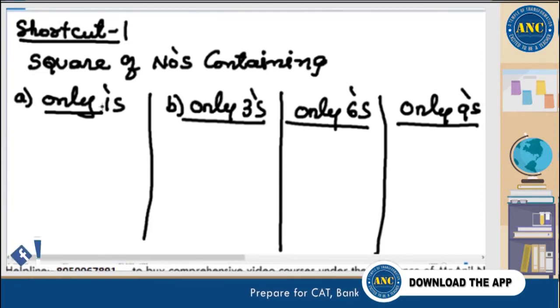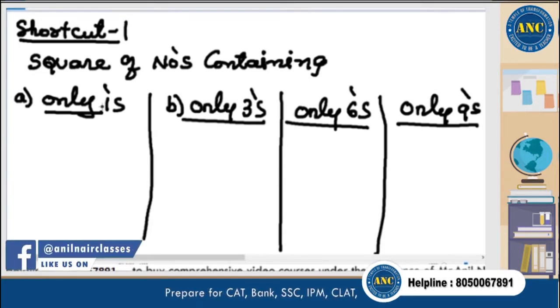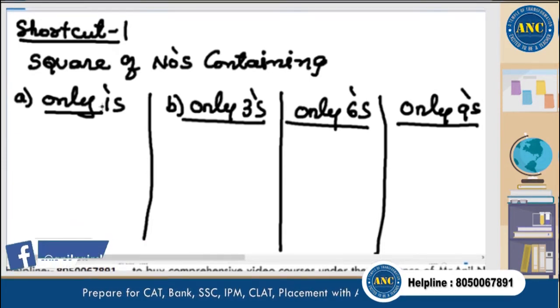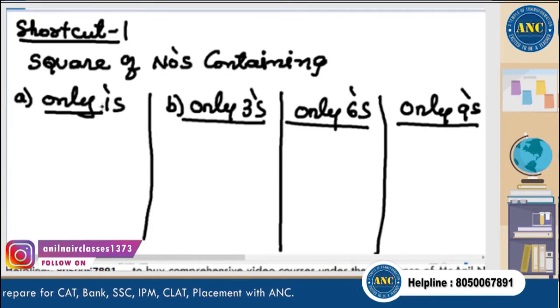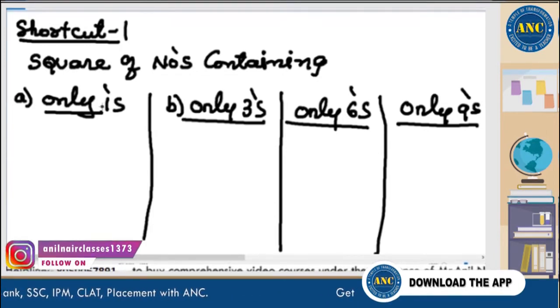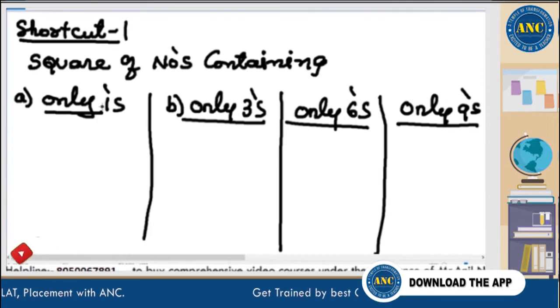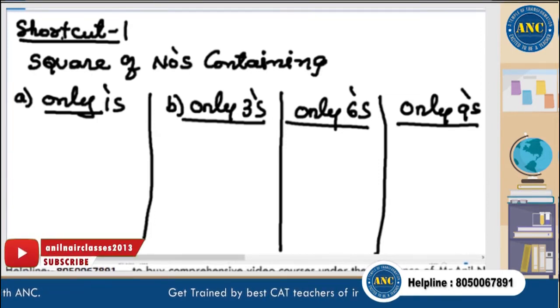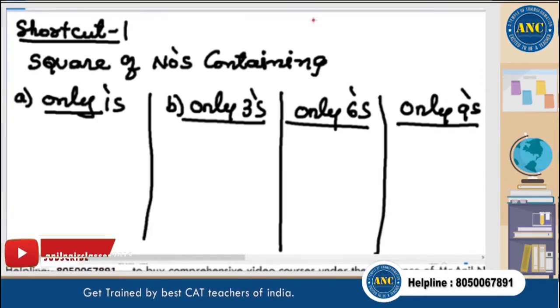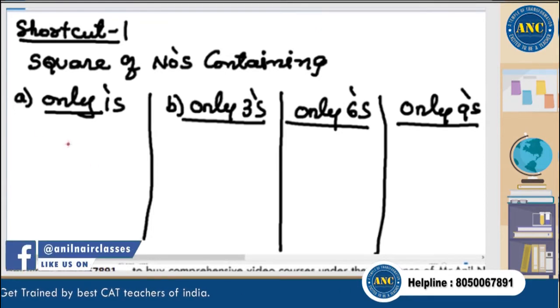Square of 35 whole square, beta Anurag. 35, what is the digital sum? 3 plus 5, 8. 8 square is 64. 6 plus 4 is 10. 1 plus 0, 1. Square of the numbers containing only 1, only 3, only 6, only 9.